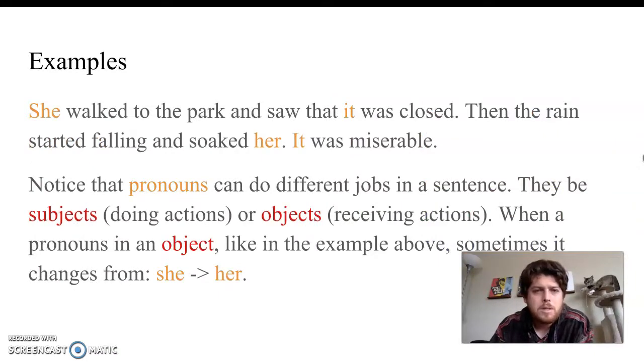I want you to notice that pronouns can do different jobs in a sentence. So there's that example above where we have pronouns acting as subjects, they're doing actions, or they're acting as objects in a sentence. They're receiving actions. So she walked. She is doing the walking. The rain soaked her. The rain is doing the action, and her is receiving the action.